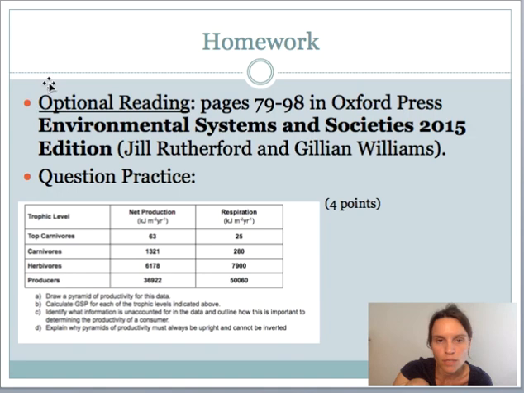And if you're following along with the book, your optional reading assignment is up here. The math-based question that I would like you to work on, because it is important that you're able to do simple calculations and have a good understanding of graphical information, is this 4-part question based on this table about net productivity and respiration values in different trophic levels in a food web. So try to work that out. When you're ready, you can go on to the review video and we will go over exactly how you do all of this. I will see you there.